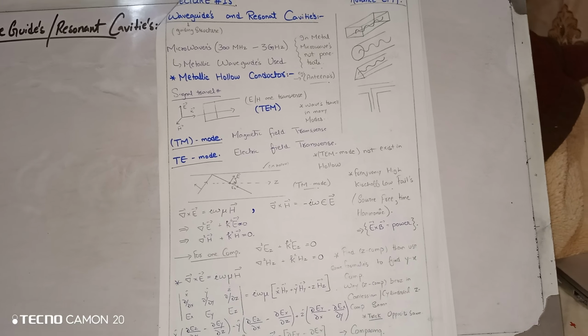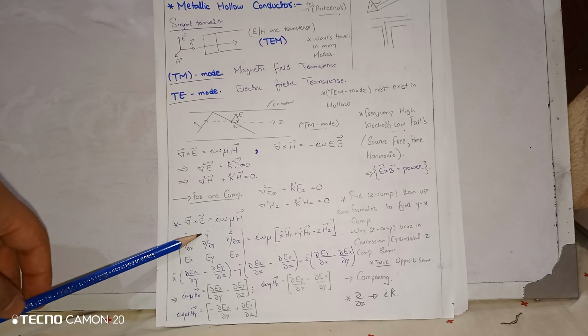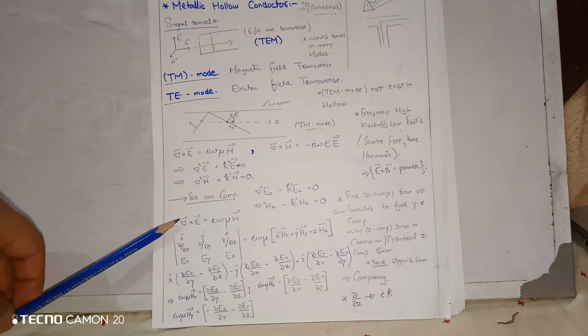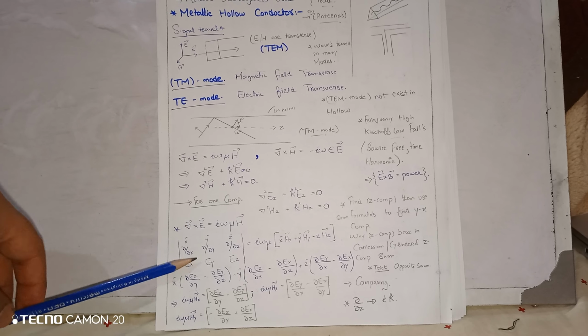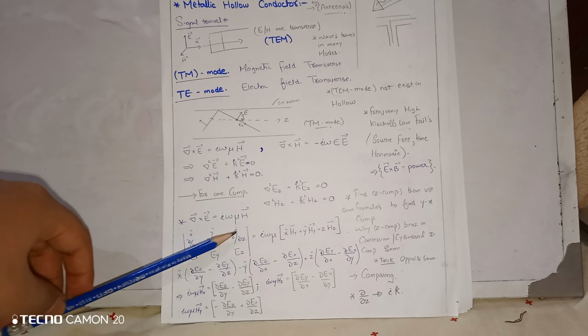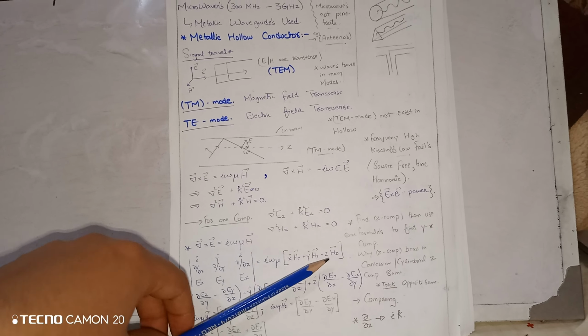Okay, so how can we find that? First of all, let's take the curl of the electric field, which equals iota omega mu h. We already know this is Faraday's law, from previous videos. So we have to take the curl of the electric field, meaning del cross E. So this is del cross E, with x, y, z and partial by partial x, partial by partial y, partial by partial z. Del cross E means ex, ey, ez. You have to take the determinant, with iota omega mu h as it is.